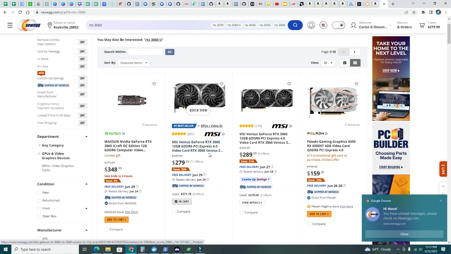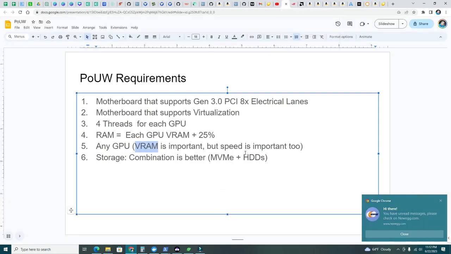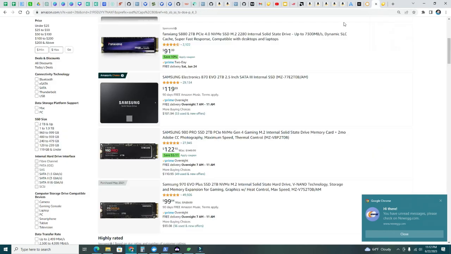So this is a good option, I think, between performance and price and the amount of VRAM that you get, 12 gigabytes. All right. Let's keep going for storage. So storage is a combination is better. You gotta have fast storage plus low storage. So NVMe, I'm gonna be using my NVMe drives that I have extra.